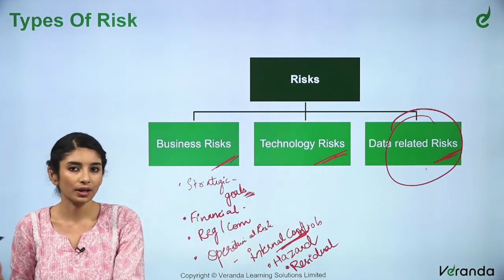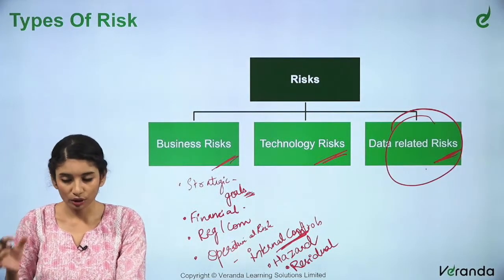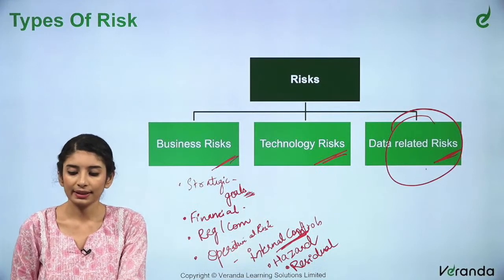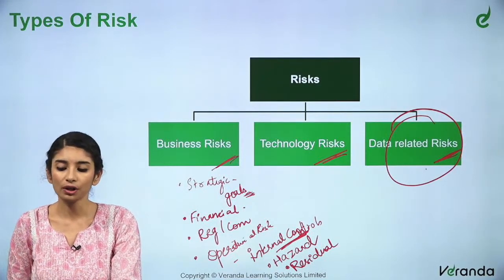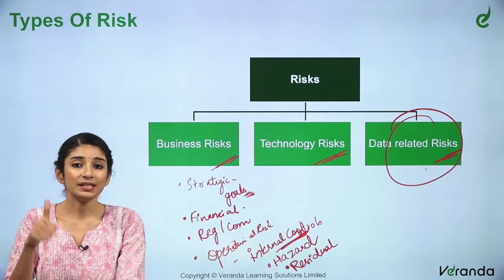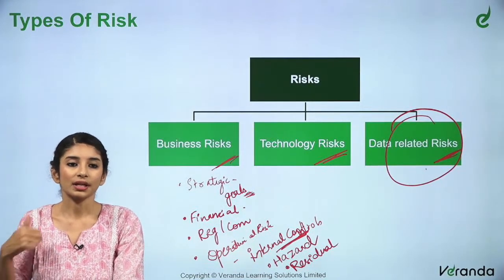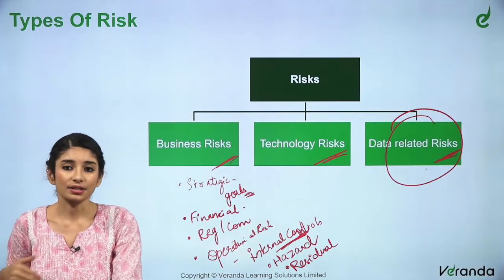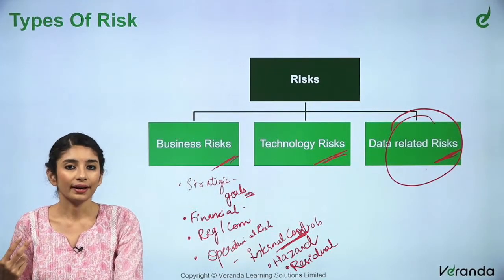Then we have various types of technology risk, and this is an amended portion here. Amended as in it was covered under chapter number 3, and they have brought it into chapter number 1. Data related risk, they have just changed the positioning of the concept. Now 3 types of risks: business risk, tech risk, data related risk.